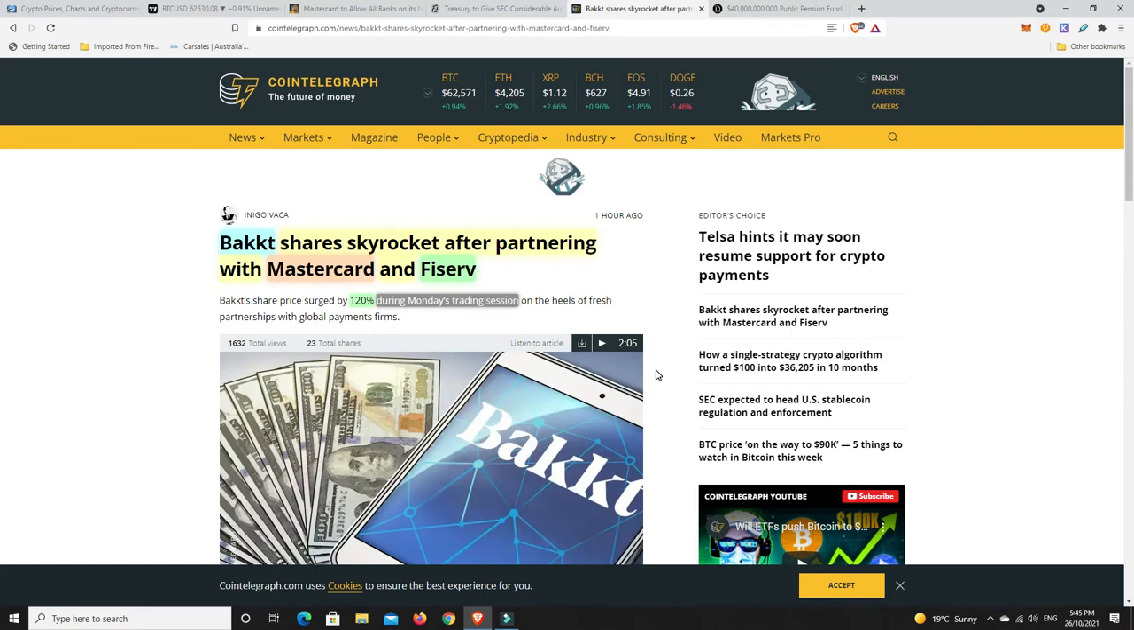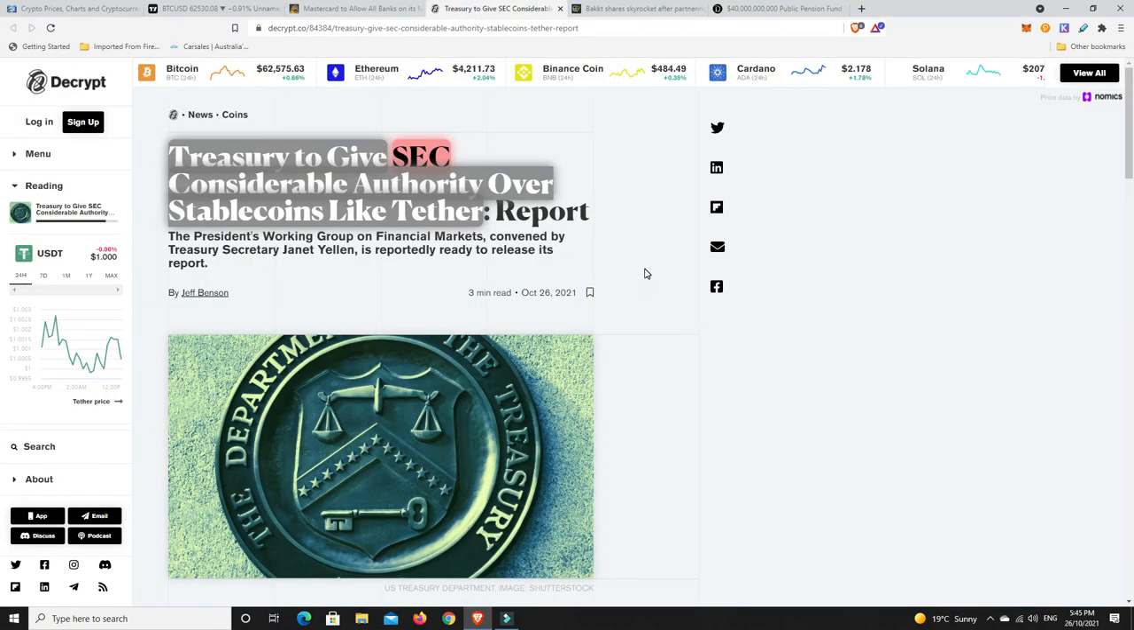We'll have to wait and see. All right. Seems like the SEC is finally going to get their claws into at least some of crypto, because they haven't been doing so well. So the US Treasury has given the SEC considerable authority over stablecoins like Tether.